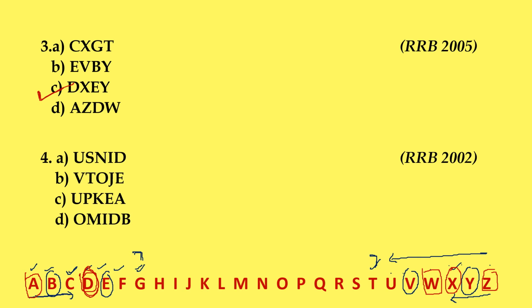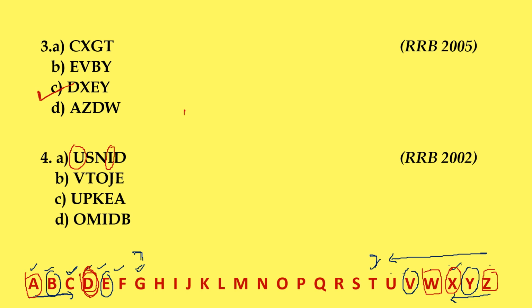In the fourth question, again USNID, then okay. So let's see the relation here. USNID. I don't see any relation in the alphabets here as such. So let's check for the vowels here. How many vowels do we see in option A? It's just 1. Is it 1 or is it 2? Yes, we have U also as a vowel.